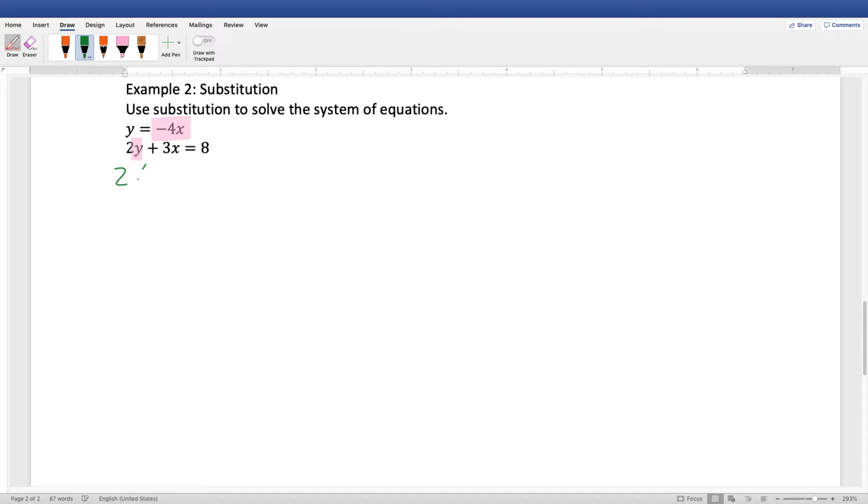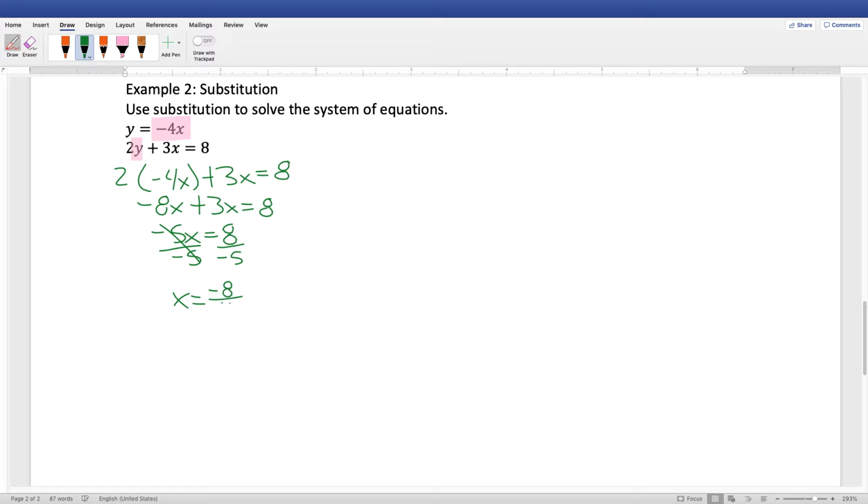So I have 2 times -4x plus 3x is equal to 8. We're going to simplify. 2 times -4x gives me -8x plus 3x is equal to 8. Still, we are working to solve for x. -8x plus 3x is -5x is equal to 8. Then we divide both sides by -5. My -5's cancel on the left side, and I get x is equal to -8 over 5. So that is my x value.